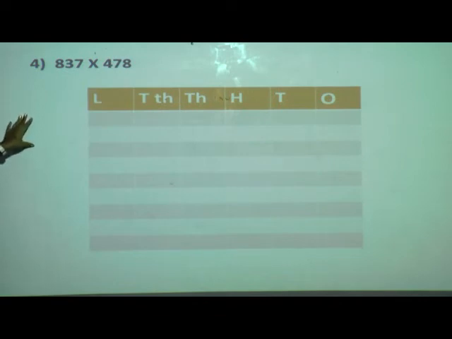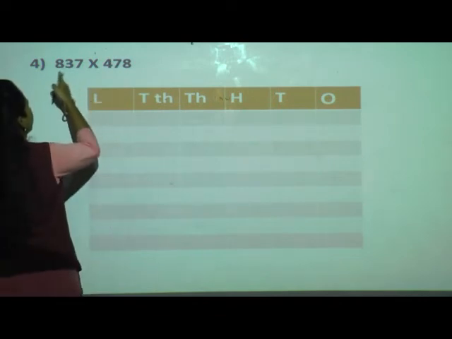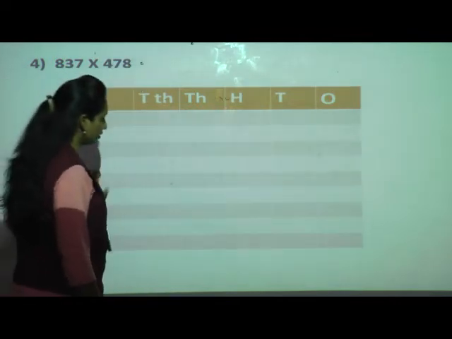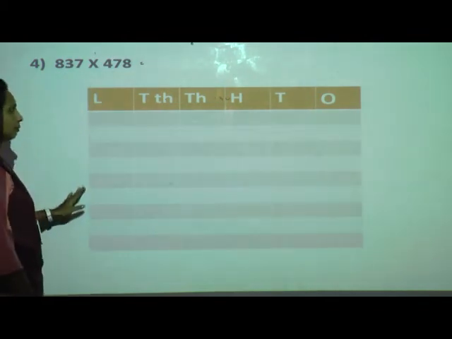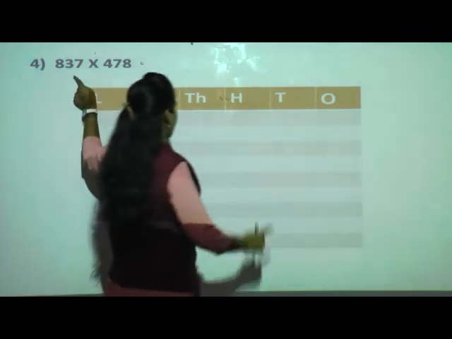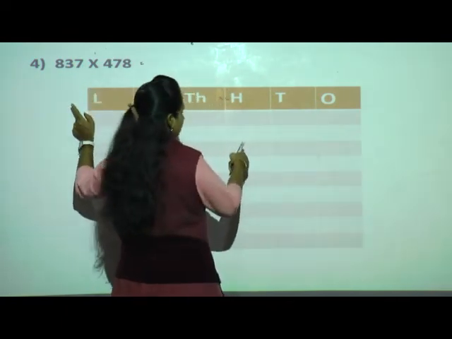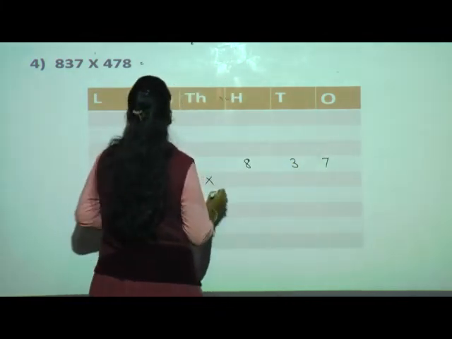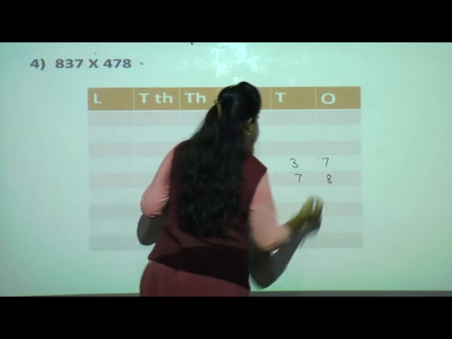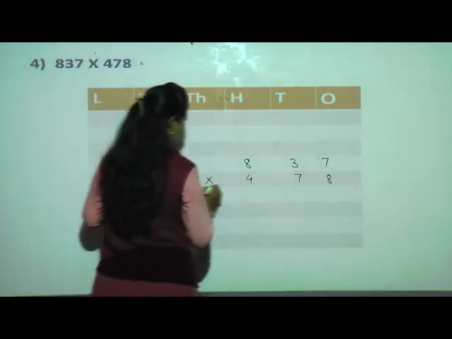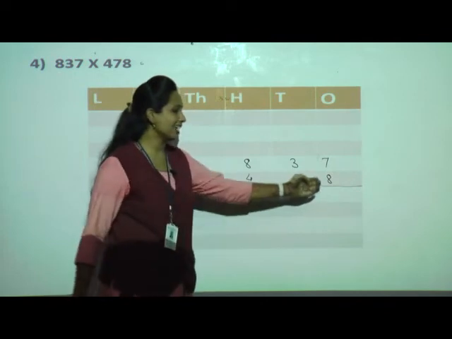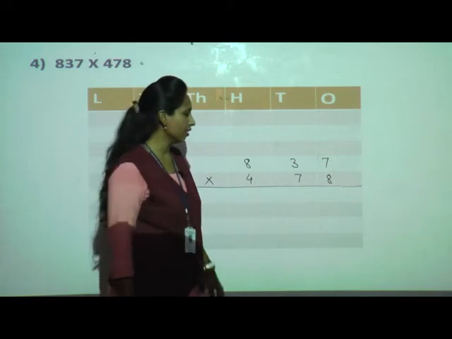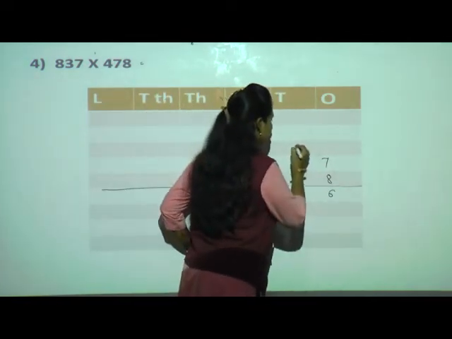Now the fourth one I will solve. What is the question? 837 multiplied by 478. Now draw a nice place value chart to do the multiplication and write the number from the hundreds place, leaving 3 boxes for the carryover. 837 multiplied by 478. Now we will start from the ones place. What is there on the ones place? 8. 8 sevens are 56. Write here 6. 5 will be carryover.